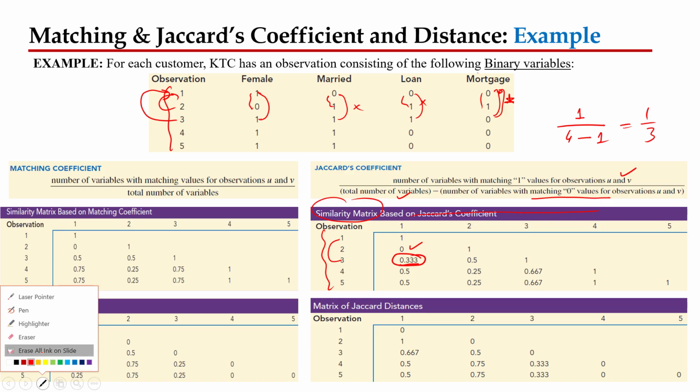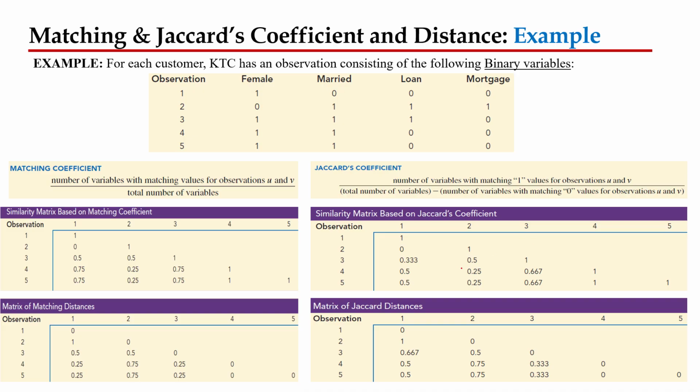Similarly, if we are going to calculate with respect to the third and the second observation. Once again, this is not common, this is common, this is common, this is not common. So you can see that the two ones are common, there are no zeros common. So the numerator is 2, number of variables are 4, minus there is no 0 common, that's why 0. So 2 by 4 is going to be 0.5.